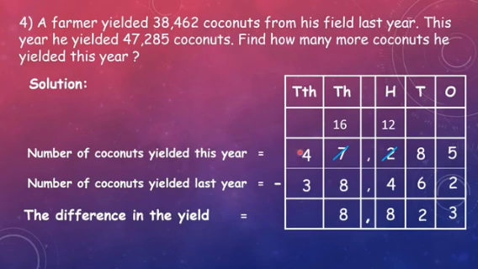Here it was 4 earlier. Now since I have borrowed 1, it becomes 3. 3 minus 3 is 0. So the final difference in the yield is 8,823.